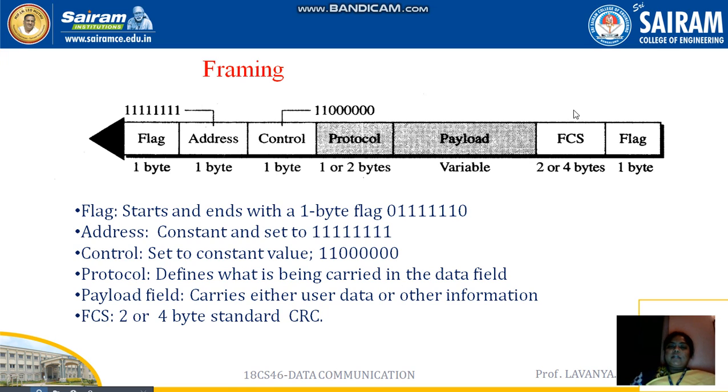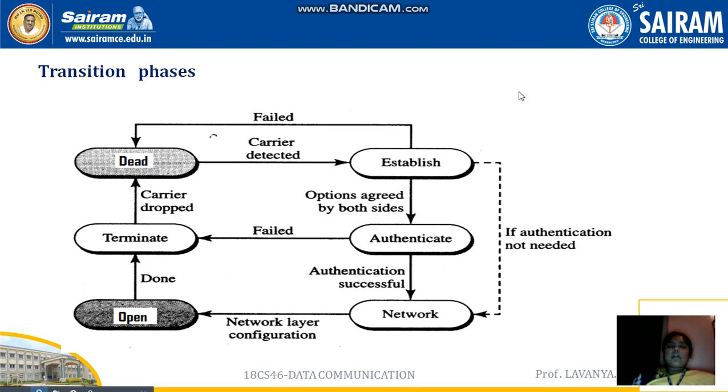The next one is the transition phase, which is how transitions happen in point-to-point protocol. The point-to-point protocol has a transition diagram with six phases: dead phase, terminate phase, open phase, establishment phase, authenticate phase, and network phase.